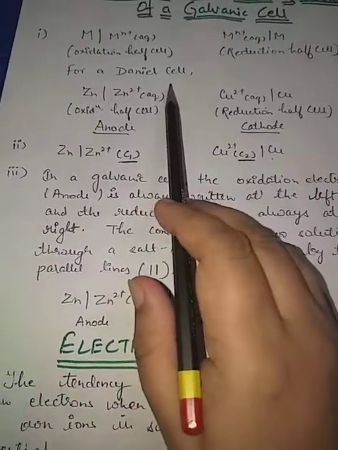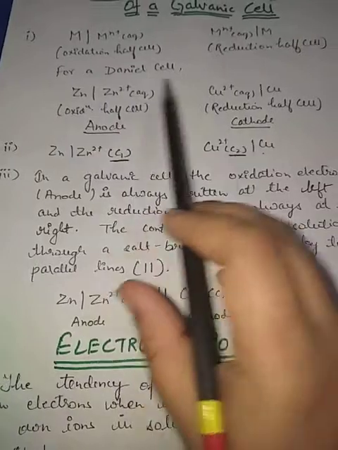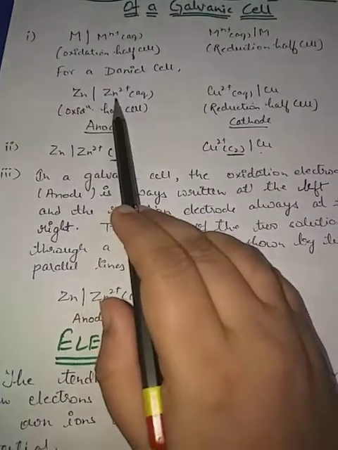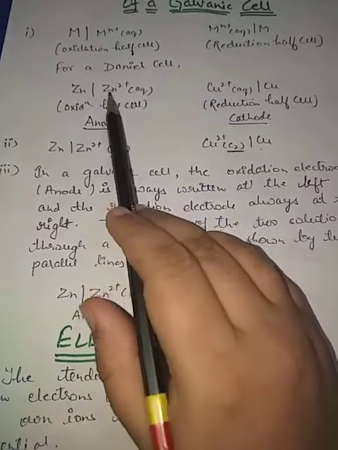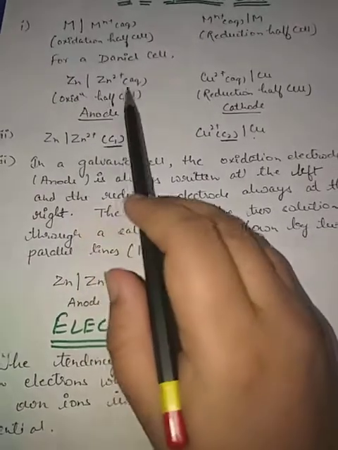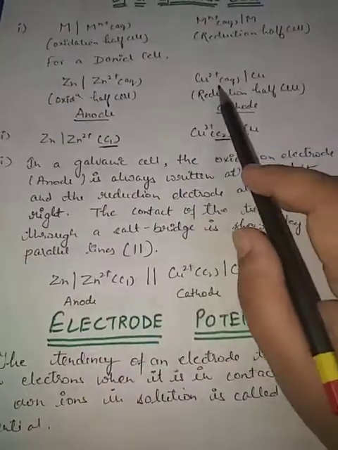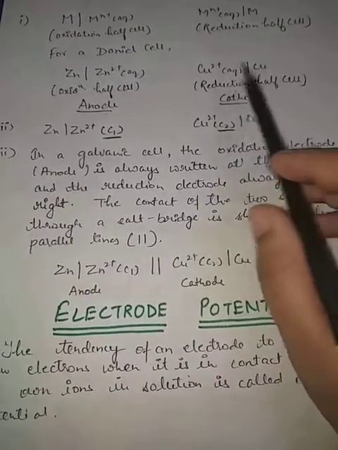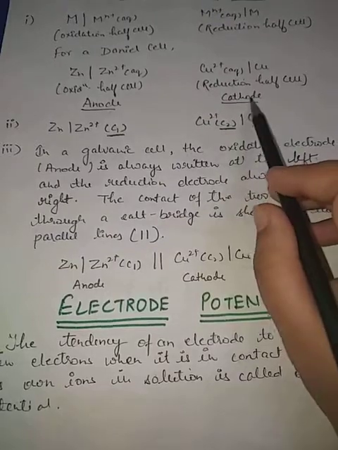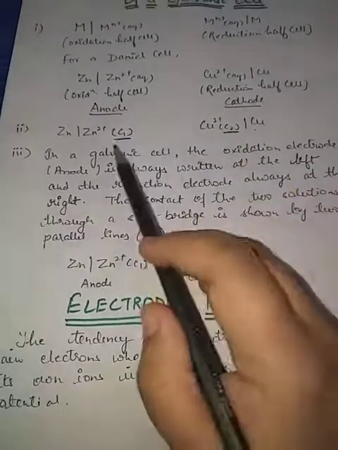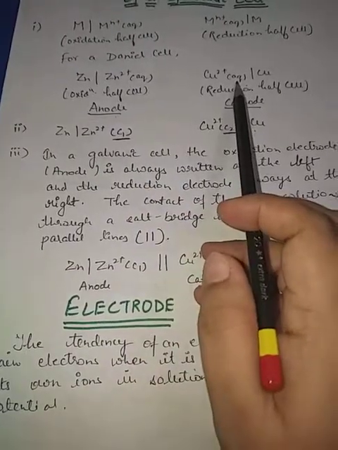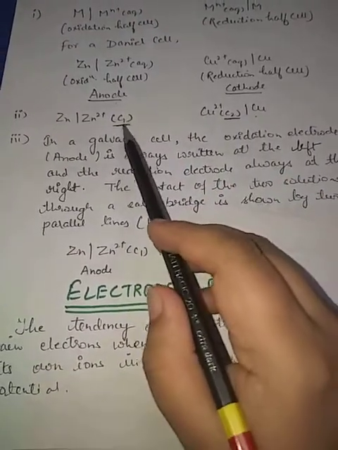If we talk about the Daniel cell, we know that zinc in zinc sulfate and copper in copper sulfate are present here. Zinc changes into zinc ion by losing electrons, and loss of electrons is oxidation. It means the left hand side is the oxidation half cell, the anode. And towards the right hand side is the reduction half cell, where copper ions gain two electrons and convert into copper atom. It is the cathode. Now see, in place of aqueous, if molarity is given to us, we can write this molarity here: concentration 1, concentration 2.